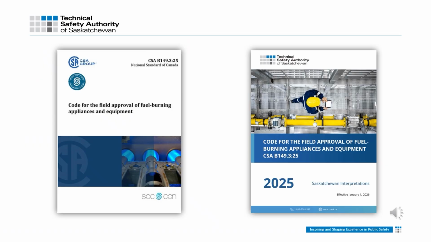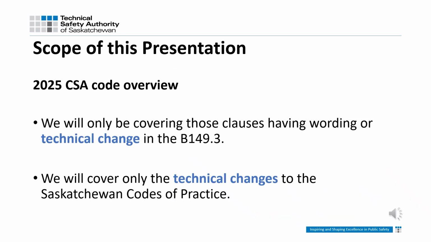This presentation will cover the substantial changes to the CSA B149.3-25 code for the field approval of fuel burning appliances and equipment, and the 2025 Saskatchewan Codes of Practice for the CSA B149.3. We will be looking at new definitions, wording, and technical changes in the 2025 code. In the Saskatchewan Codes of Practice, we will be reviewing the technical changes and the new format.